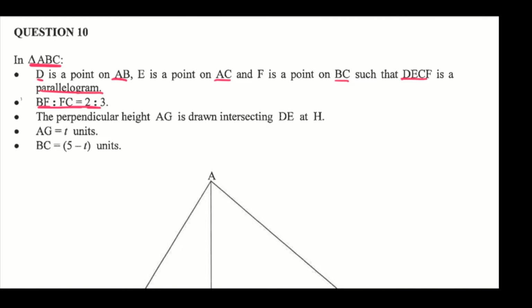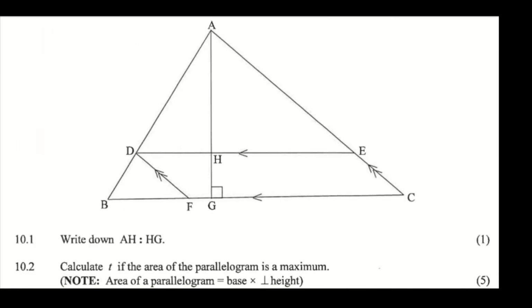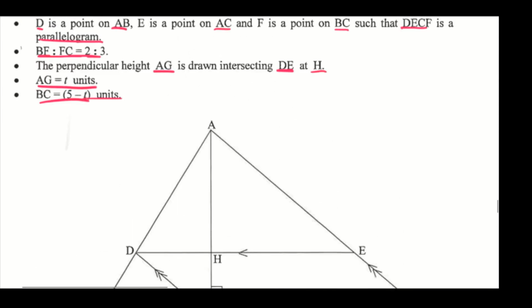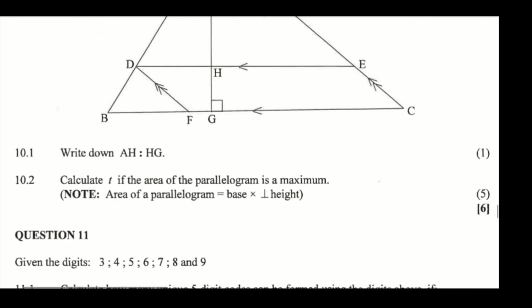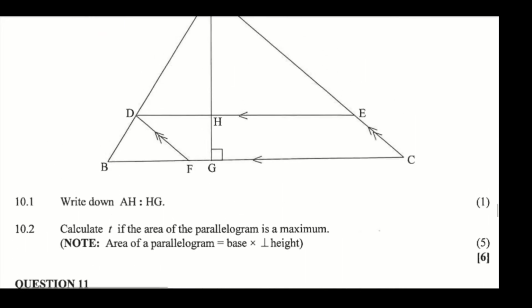And the perpendicular height AG is intersecting DE at H. AG is equal to t units, and BC is equal to 5 minus t units. Okay, so now what we can do is we can just answer the questions that follow.